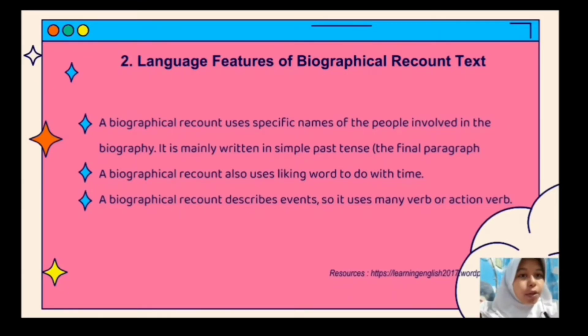Biographical recount uses specific names of the people involved in the biography. It is mainly written in simple past tense. The final paragraph of a biographical recount also uses linking words to do with time. A biographical recount describes events, so it uses many verbs or action verbs.